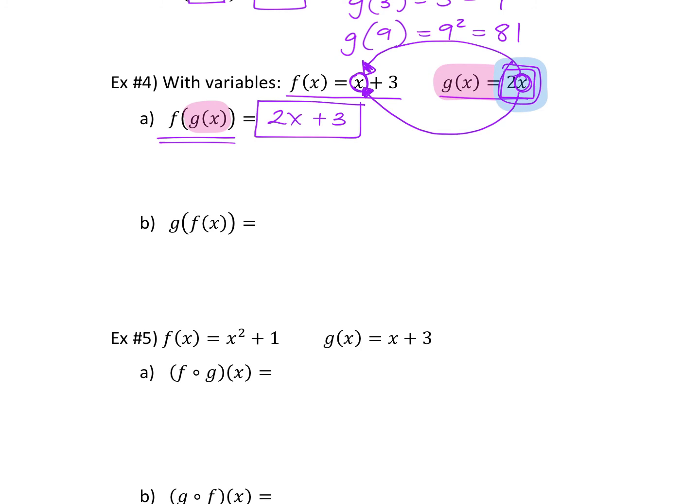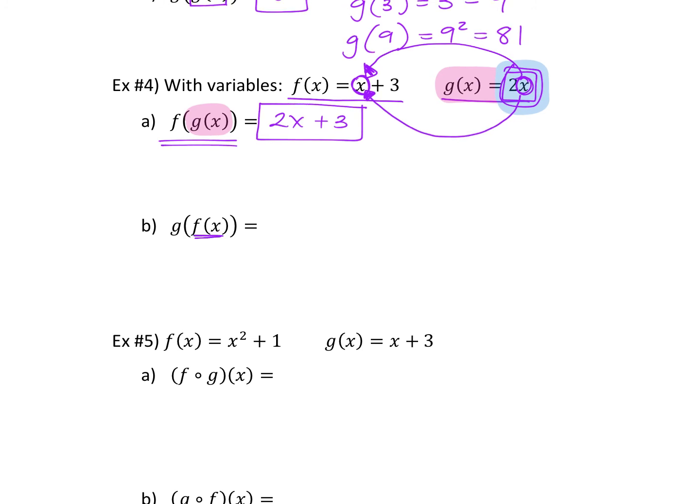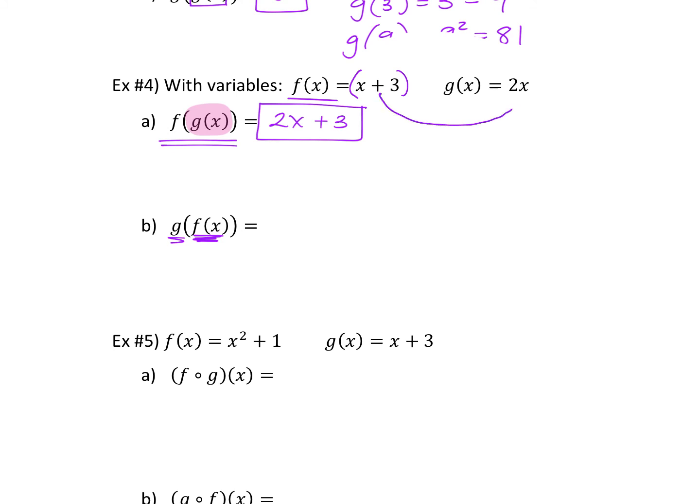Okay? Now flip it. Now they say take the f of x function, x plus 3, and drop that into our g of x function for x. So now I'm taking x plus 3. Let me erase some of this chaos. Okay, now I'm taking this and I'm dropping it in for x.